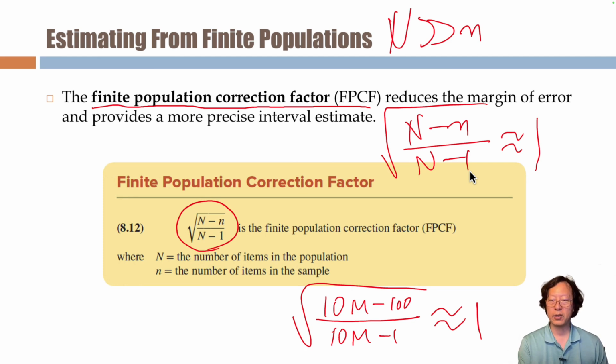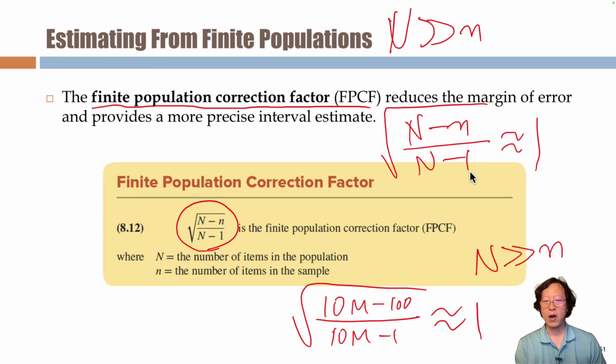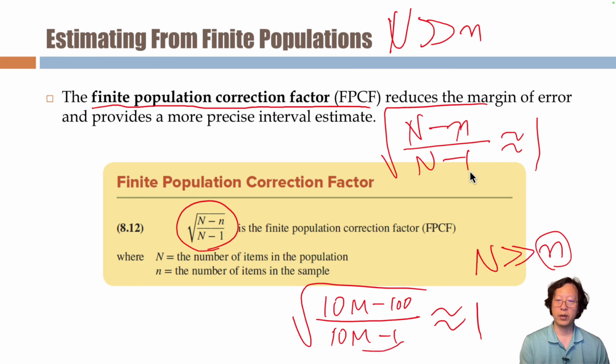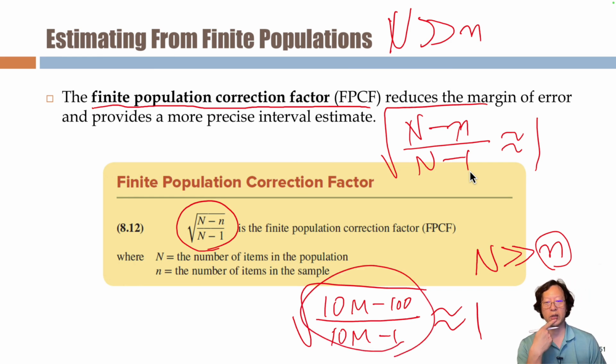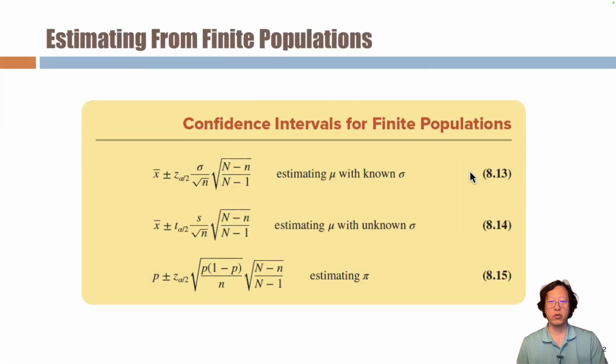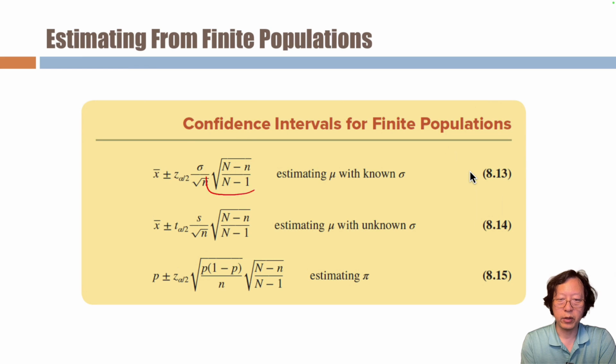So this is the case where large N is a lot larger than small n. However, if the sample size n is a significant amount of the population, then this will not be 1. So you should correct your confidence interval because your sample size is significantly large. Then you can have a little more confidence. So we simply multiply it to our margin of error, the same way as here.